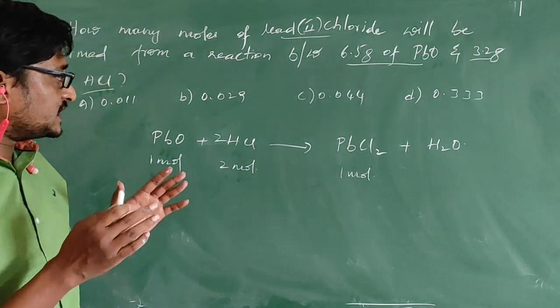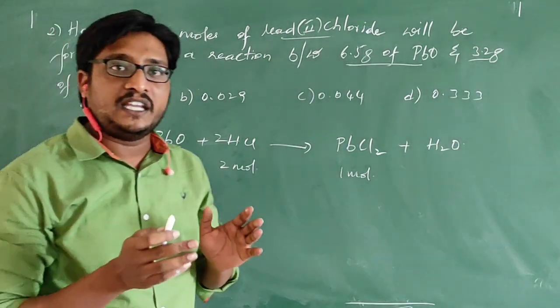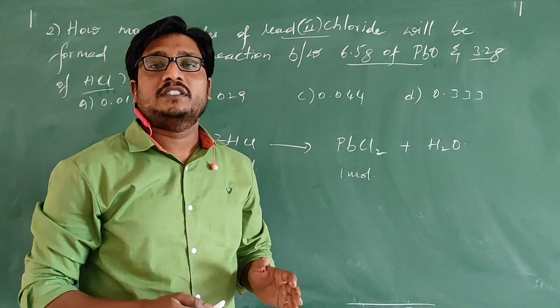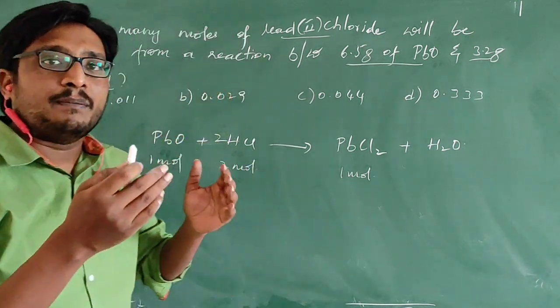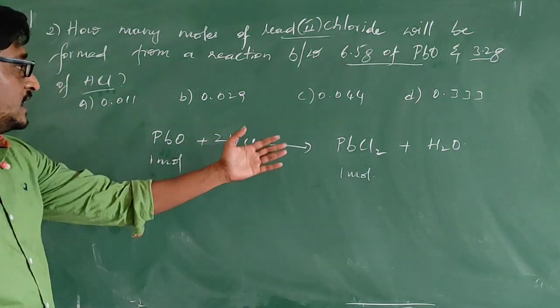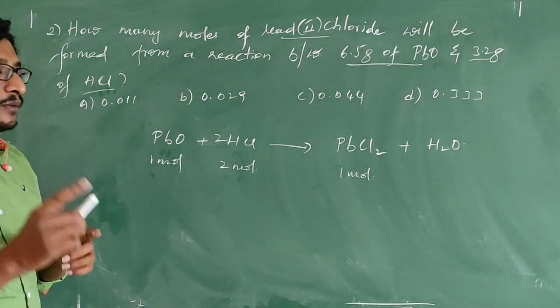So the first step is that we need to write a reaction between reactants and products. The next step is that we need to balance that reaction. From the balanced reaction, we can get one piece of information.